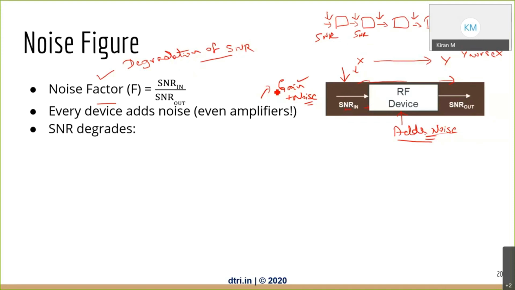So how does SNR degrade? When we say degradation, what does it mean? SNR out is going to be less than SNR in. So we said that at the input you have some SNR, this device adds noise, and then at the output you get another SNR, which is obviously degraded. That means this number is more than 1. You have an SNR here, and SNR out is actually lower than SNR in. So we are saying a number which is more than 1.